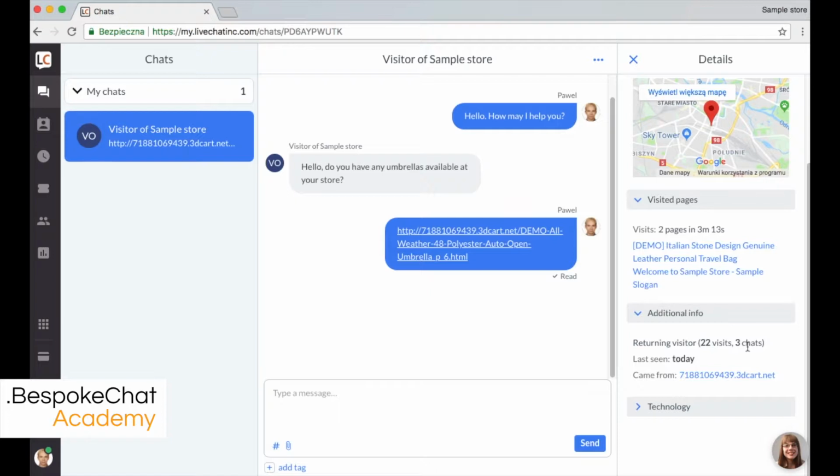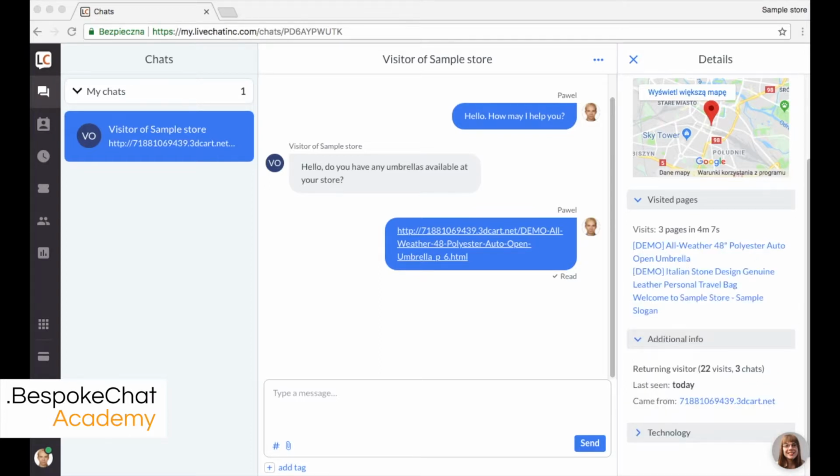So let's say we have a conversation on the online store where we are about to suggest something to the customer. So the first thing we would like to know is if the customer is looking at the links that we send to him. So right now we see that we sent him a link connected with umbrellas, but he is looking at the personal travel bag. But after customers open the links, we see it in here that he is right now looking at the umbrella.